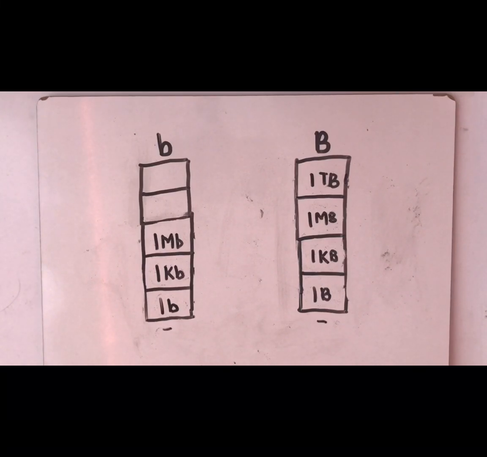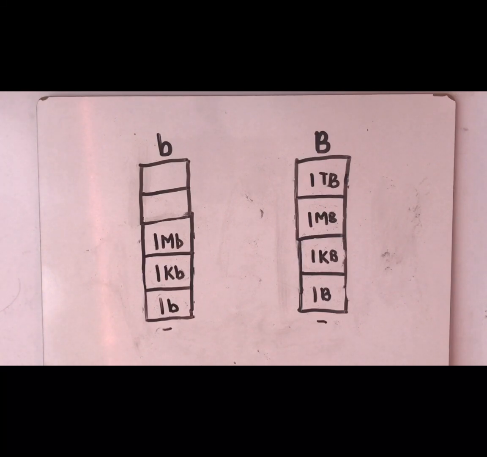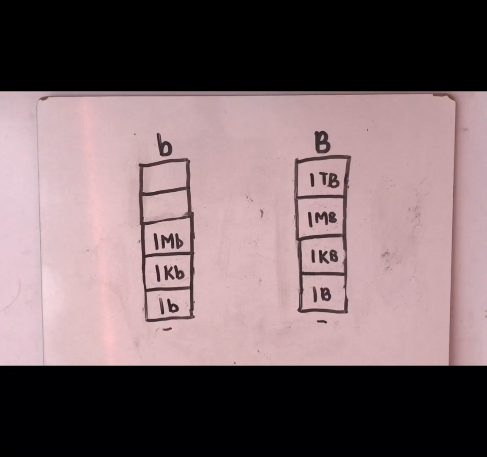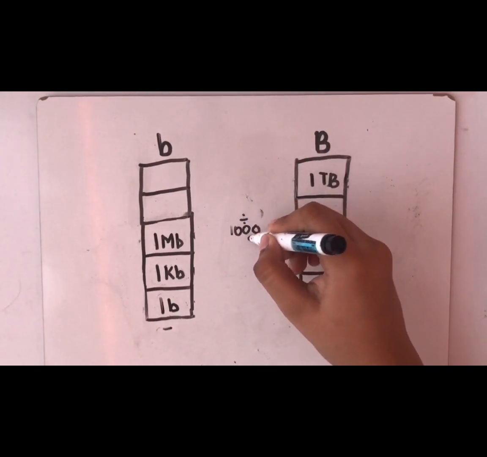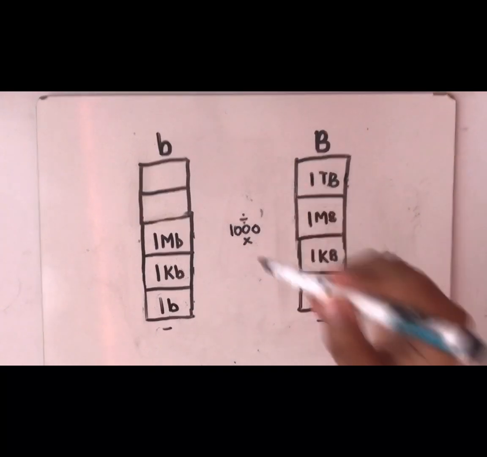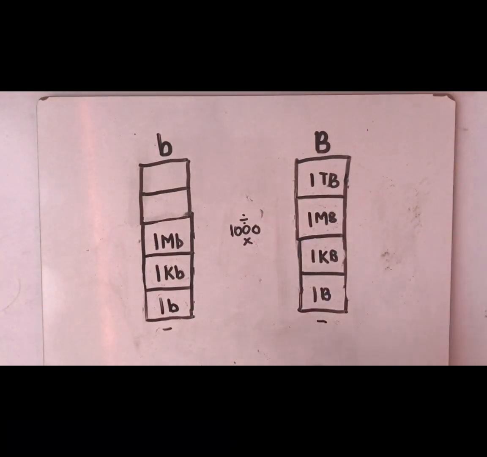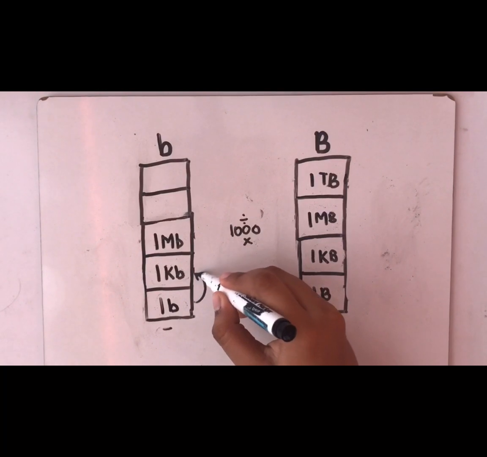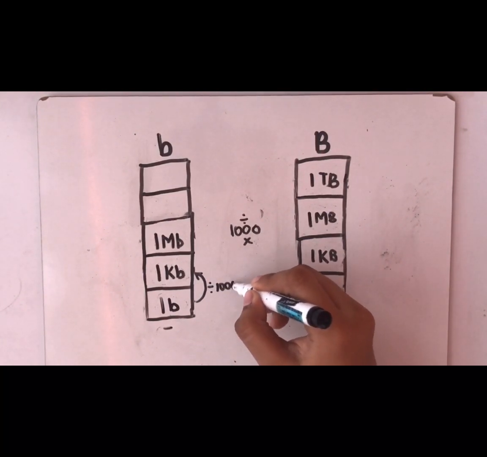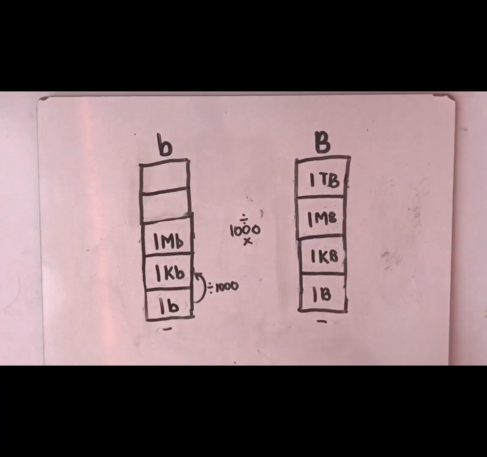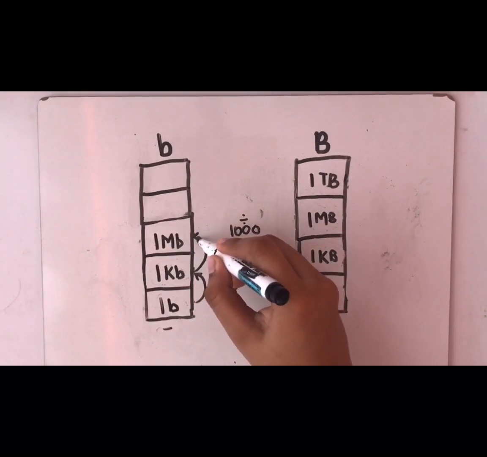In converting up and down the bit ladder, the number 1000 is our best friend because in changing up and down the levels of the bit ladder, we will be using divided by 1000 or multiplied by 1000 to go up and down the levels. So if we want to go up the ladder, we will use division. So from 1 bit to 1 kilobit, we will divide 1 bit by 1000 in order to be converted to 1 kilobit. And same goes from kilobit to megabit.